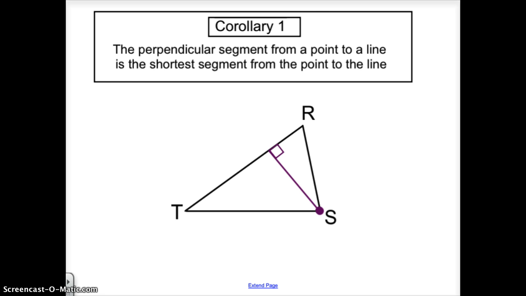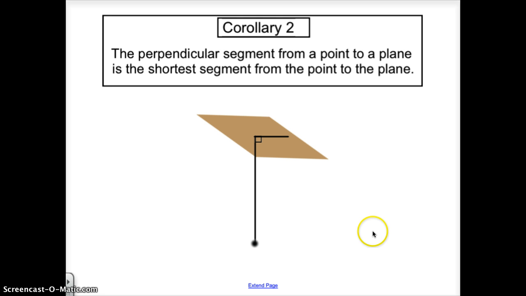We can also apply the same thing from a point to a plane. The line that is perpendicular from the point to the plane is the shortest segment from the point to the plane. And we could prove that by taking another line and connecting it like you see. That line here is definitely longer than the perpendicular one. Looking at those two corollaries plus the previous theorems, go ahead and answer questions 13 through 20.